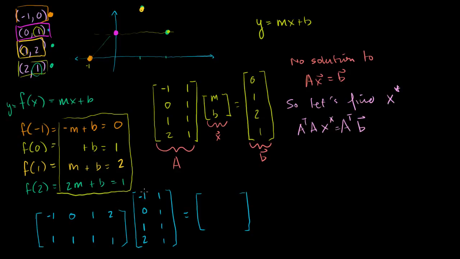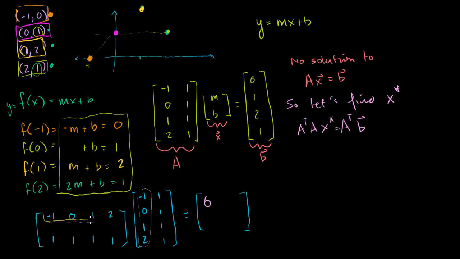Well, we're going to have minus 1 times minus 1, which is 1, plus 0 times 0, which is 0. So we're at 1 right now, plus 1 times 1. So that's 1 plus the other 1 up there. So that's 2, plus 2 times 2. 2 times 2 is 4, so we get 6. So it's equal to 6. That's that row dotted with that column was equal to 6.